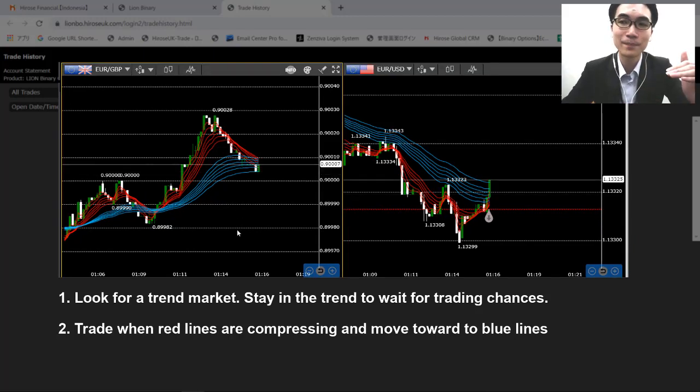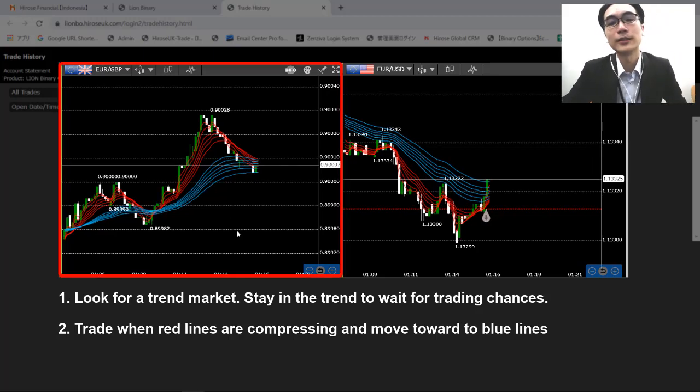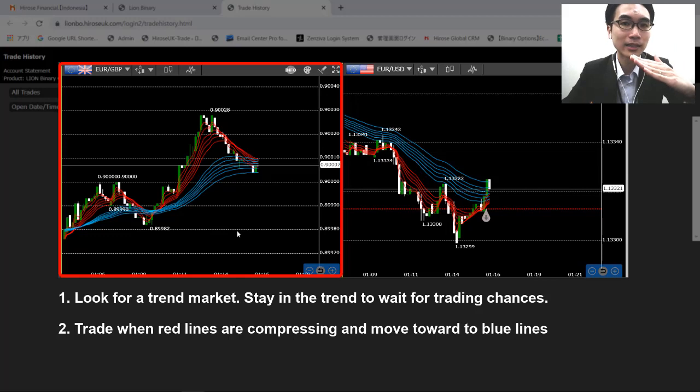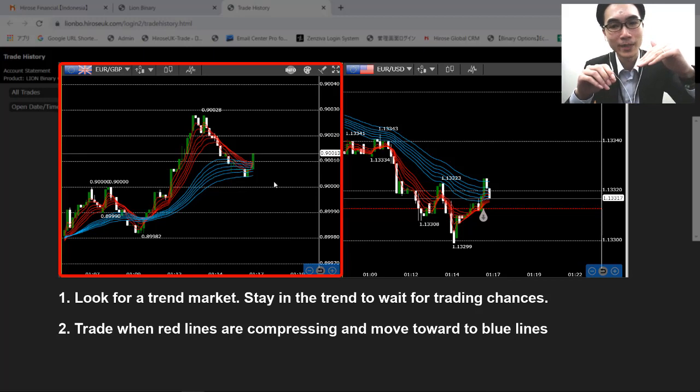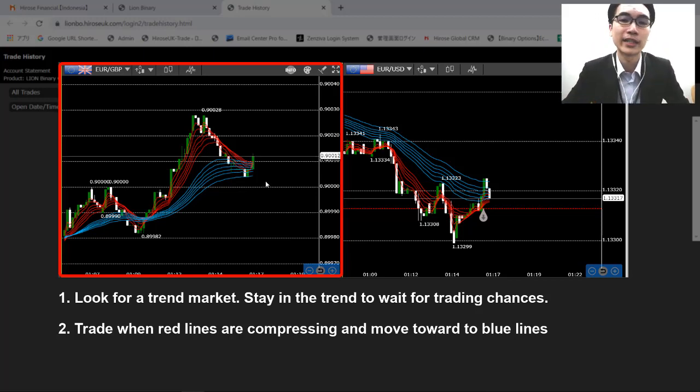So for example, during an uptrend, the blue line is going to be below the red line, and if the red line compresses and moves downward towards the blue line, you will place a high option. When the red line compresses to a certain level, it will bounce back up, and that's when the profit comes in.